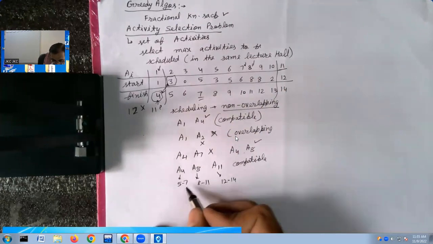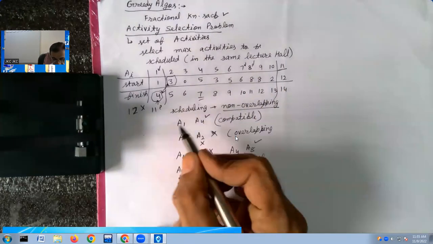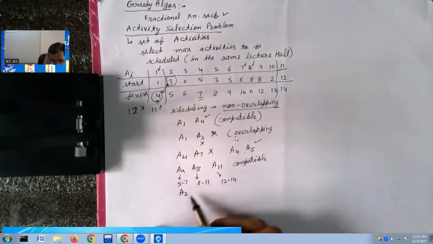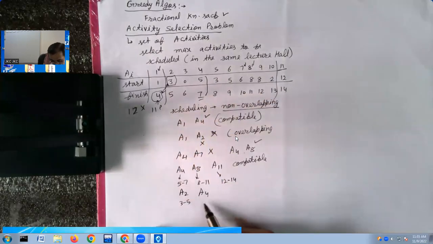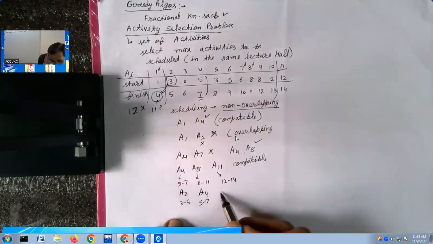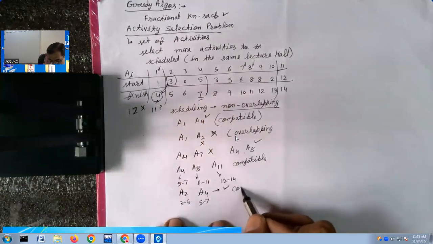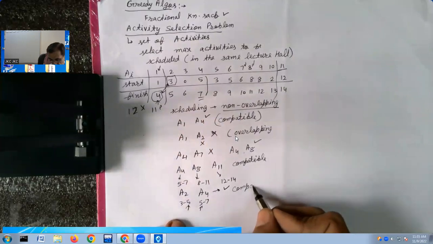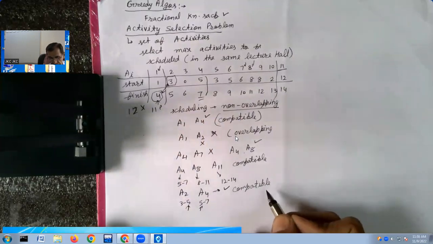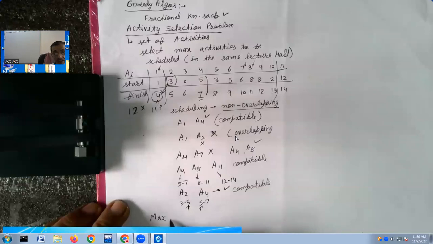Even if I have an activity starting at the same time another finishes, for example, A2 is 3 to 5, then immediately A4 can also start, 5 to 7. So A2 and A4 are also compatible, because this finishes at 5. The 5th period is held, and then from 5th to 7th period the other teacher takes over, so they are compatible classes. So I want the maximum activities to be scheduled which are compatible with each other.